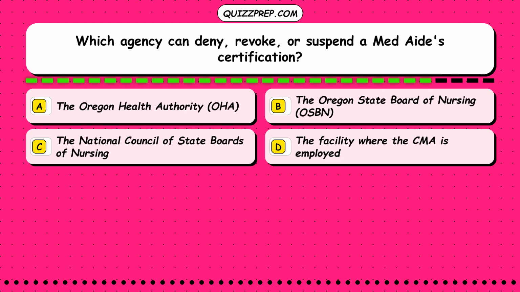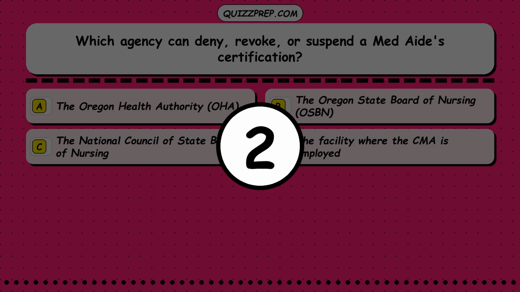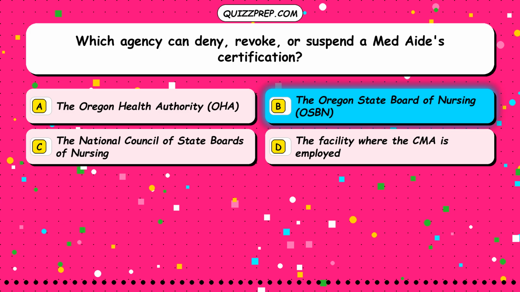Question 327. Which agency can deny, revoke, or suspend a med-aid certification? Option A. The Oregon Health Authority, OHA. Option B. The Oregon State Board of Nursing, OSBN. Option C. The National Council of State Boards of Nursing. Option D. The facility where the CMA is employed. The correct answer is option B. The Oregon State Board of Nursing, OSBN.